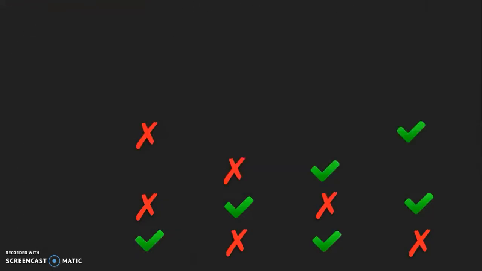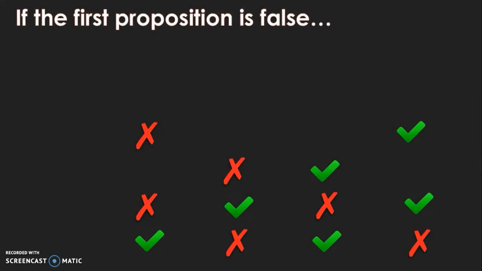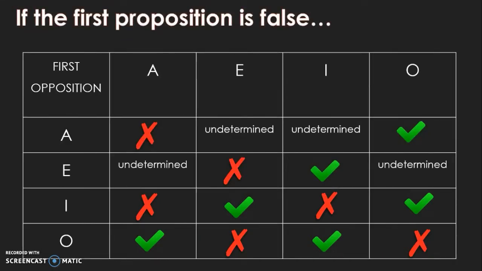What will happen if the A proposition is false? If the A proposition is false, the E proposition will be undetermined. It can be true and it can be false. The same goes for I. And O, which is contradictory with A, is going to be true.